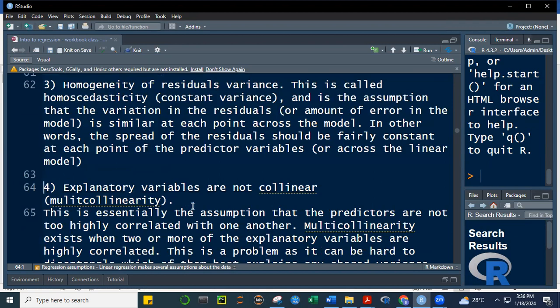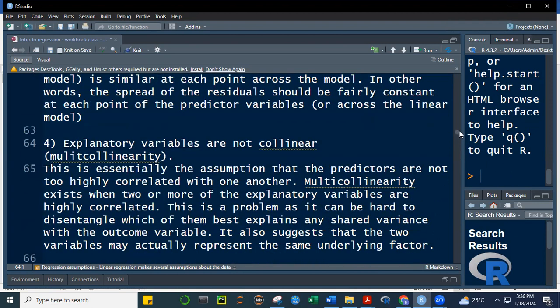Next, ito class, I discussed this with you. Explanatory variables are not collinear. We don't want the correlation between the explanatory variables to be high. Ayaw natin yun. We don't want the independent variables to be correlated to each other. And I mentioned this a while ago. That's what we call multicollinearity. It exists when two or more variables are highly correlated.